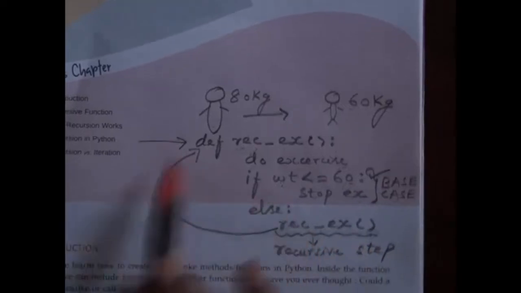So in this class I taught you what is called base case and what is called recursive step. Base case means it's a condition which will make the recursive function stop, and recursive step is nothing but a calling statement. It will be useful to call the function again and again. So hope you understand.